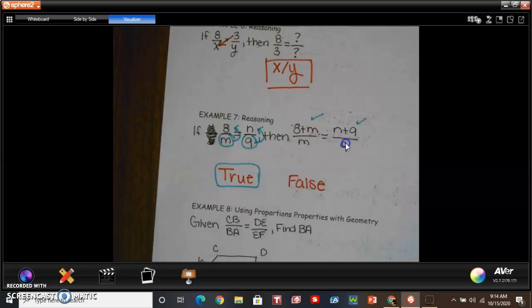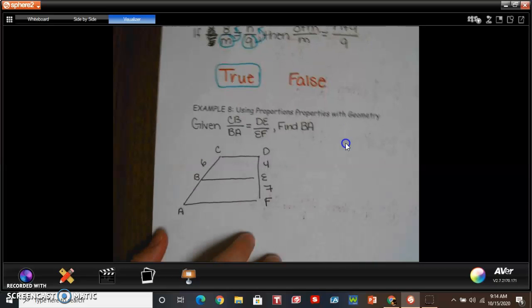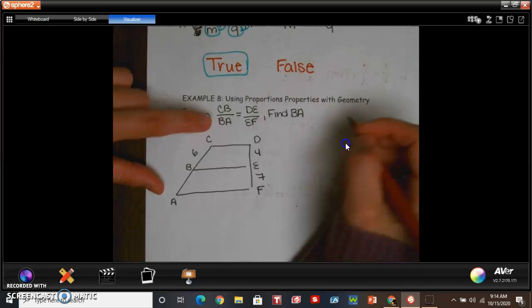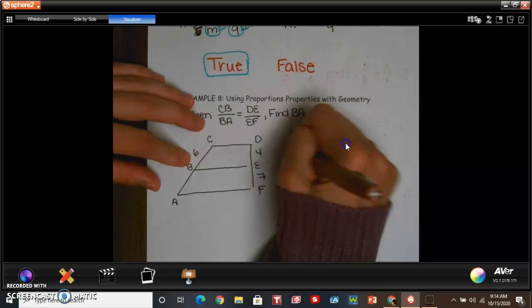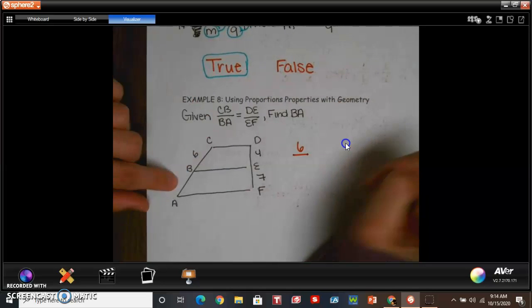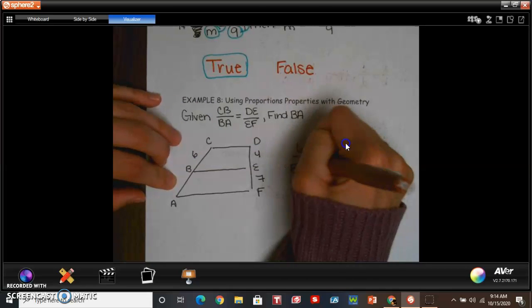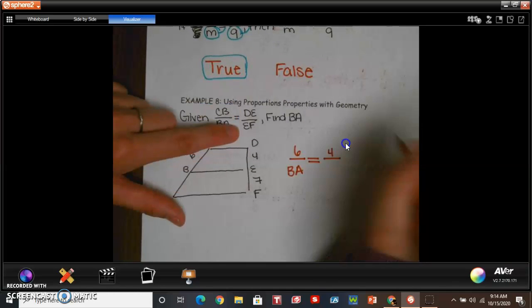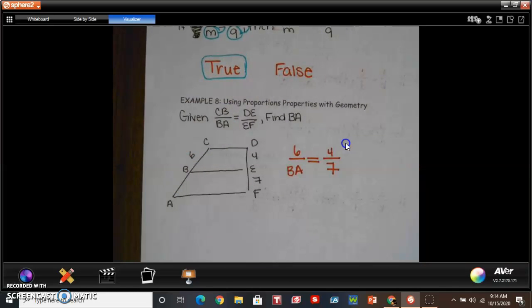All right, and our last example for today, and luckily, yes, we were able to fit this in 2 parts. These are the ones where we're applying some geometry. So what this is telling us is we're going to be given one of our proportional properties, and they want us to use it to solve for a missing side. So they're telling us C over B, so I'm going to go ahead and fill in my information. C over B is 6 over BA, which we don't know, is equal to D over DE, we know that, over EF.